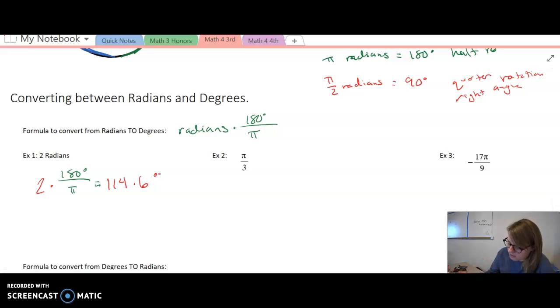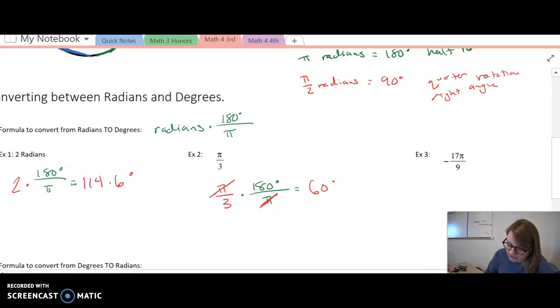Okay? So that's one way radians can be given to you. Another way radians can be given to you is with pi over 3, or negative 17 pi over 9. So those are two ways that radians can be given to you. So now that we're given pi over 3, we're going to do the exact same process. So we're just going to multiply it by 180 over pi, and then we'll get 60 degrees. Now the nice thing that I noticed about this one is that the pi's just canceled out, and all we had to end up doing was 180 divided by 3. Okay?